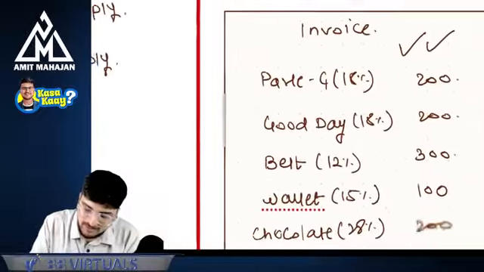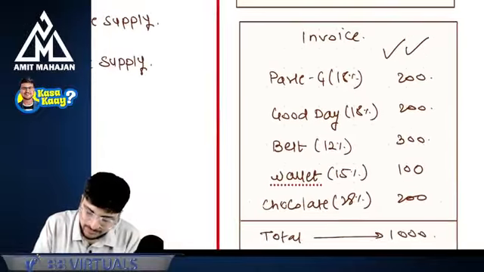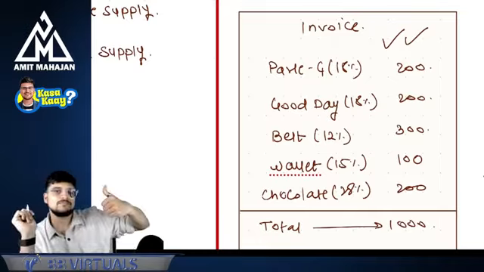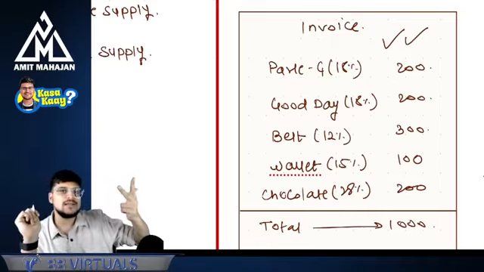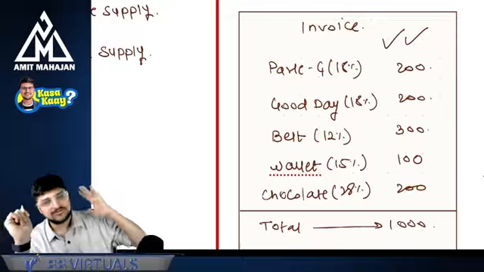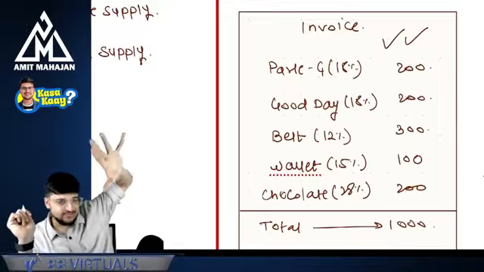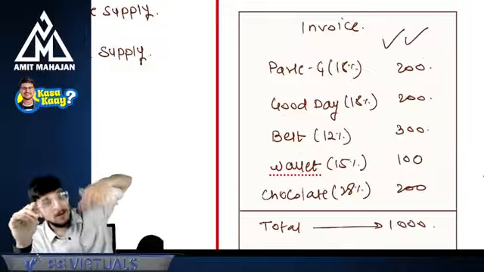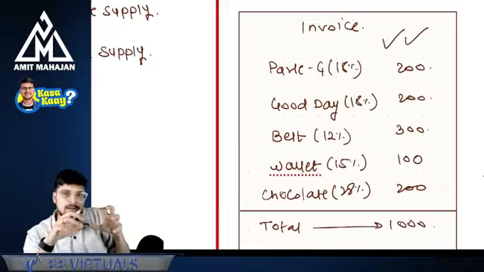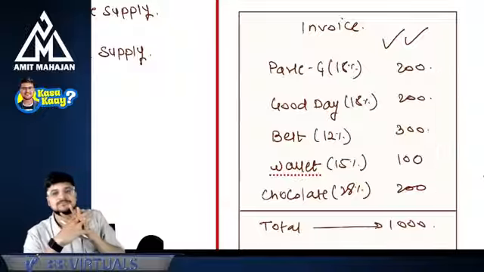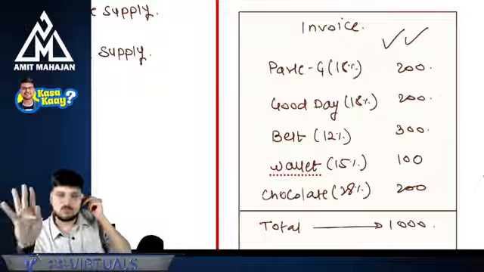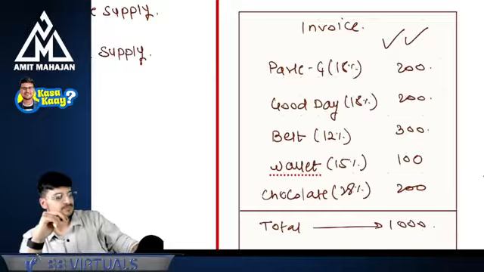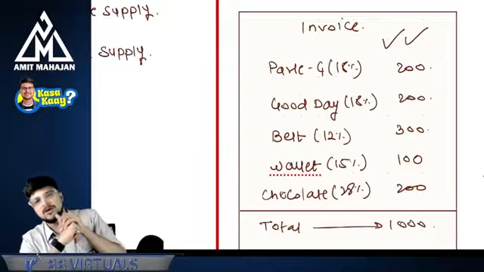Now let's take an example. I made one hamper for my girlfriend. So you can see these things in my hamper: Parle G, Good Day, belt, wallet, and chocolate. These are the five things I bought, and I thought I will not buy a hamper. I will buy these things independently, go home and make a hamper. And the total invoice is 1,000 rupees. What do you think? Is this composite supply or mixed supply?